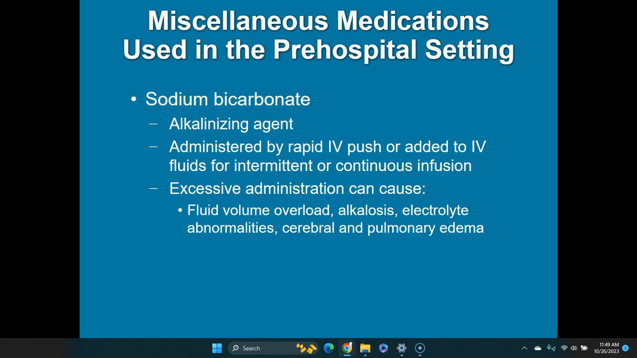In hyperkalemia it can actually help stabilize the cardiac cells a little bit. In TCA overdoses, it also causes some cardiac cell stabilization. Promotes urinary excretion of salicylate chemicals and certain tissue waste products. And then, of course, excessive administration can cause volume overload, alkalosis, electrolyte abnormalities, cerebral and pulmonary edema.